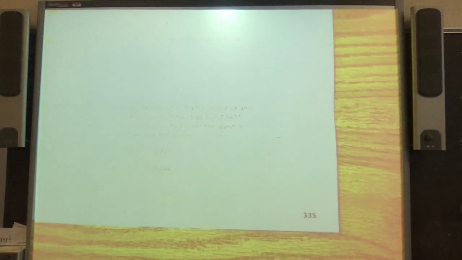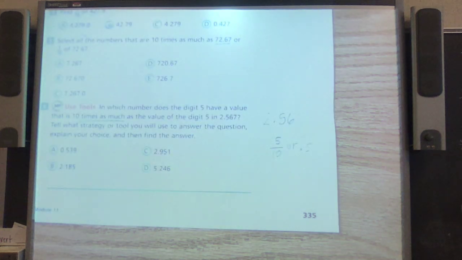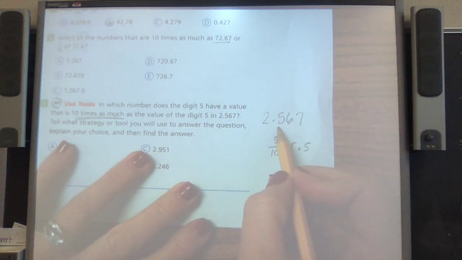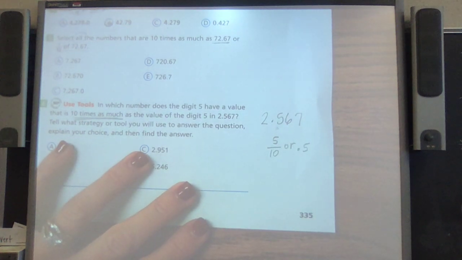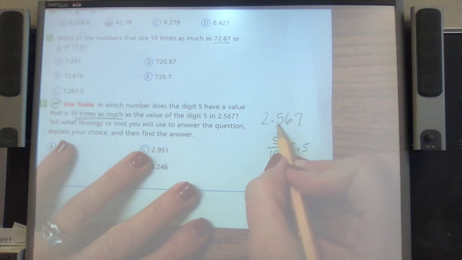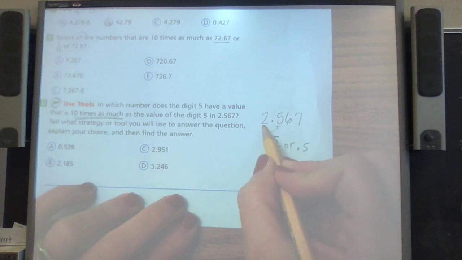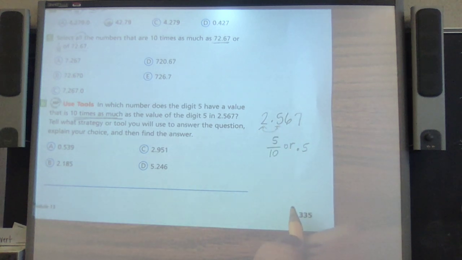The lights went out. There we go. So we're finding one that's 10 times bigger. If we're getting larger, we are not going to be in the tenths. We're going to actually be one bigger than that. We're going to be in the ones place.